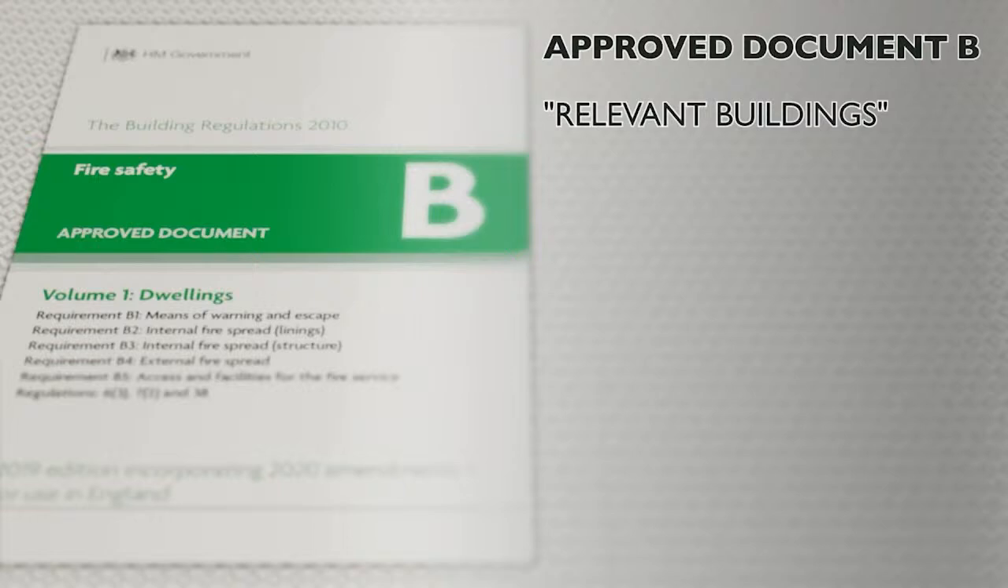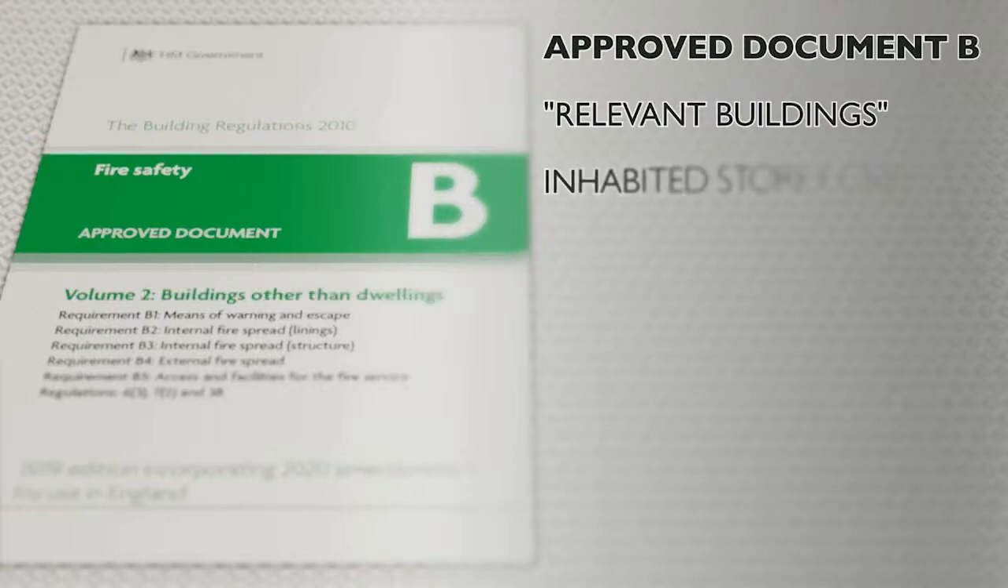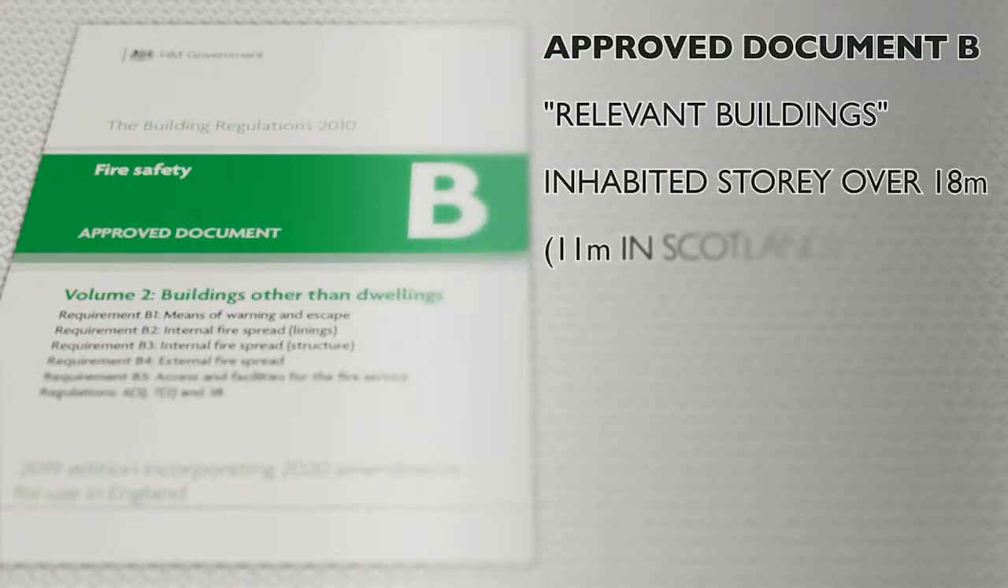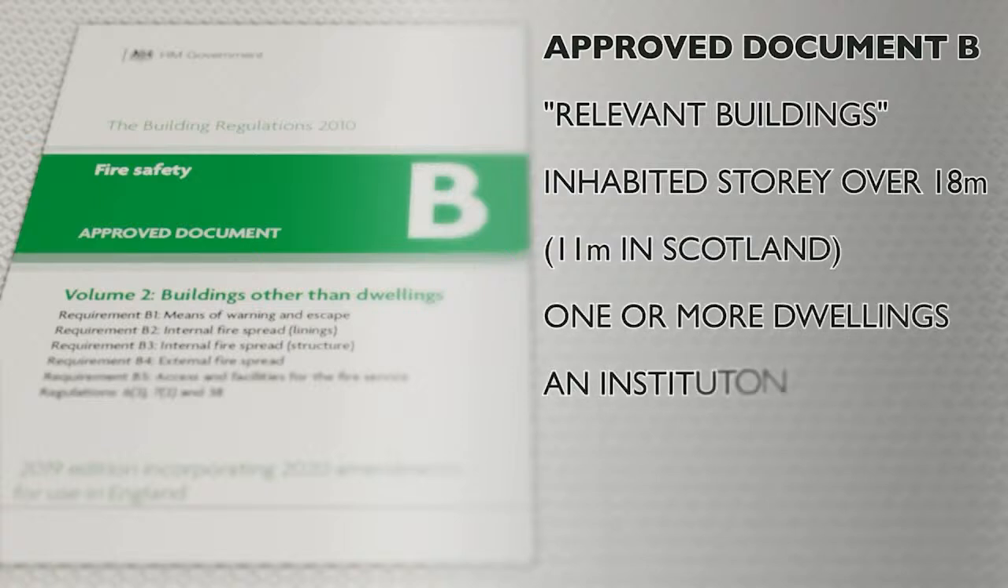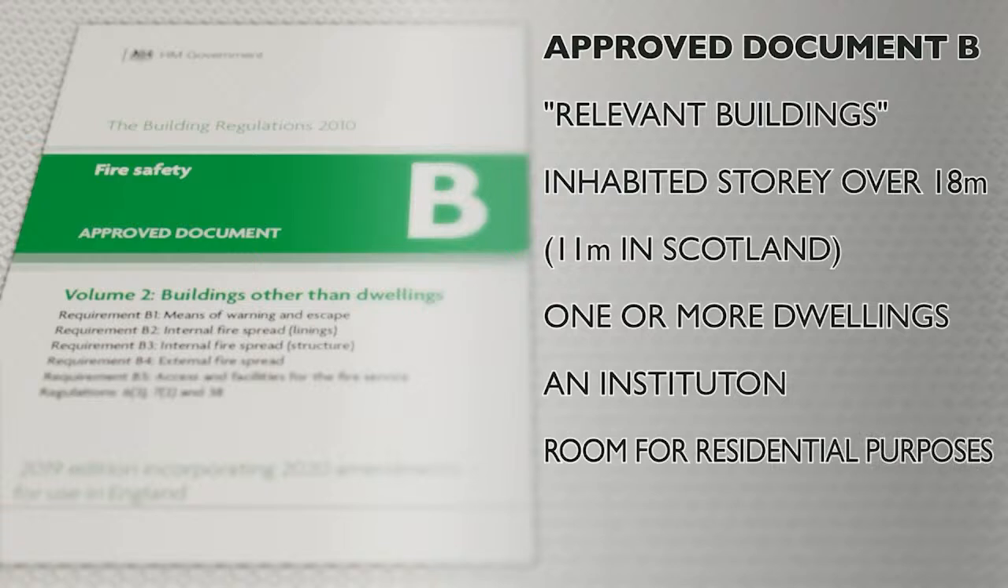Relevant buildings are defined as those with an inhabitable story which is 18 metres above ground level in England and Wales, or 11 metres in Scotland, and which contain one or more dwellings, an institution, or a room for residential purposes, excluding hostels, hotels, and boarding houses.